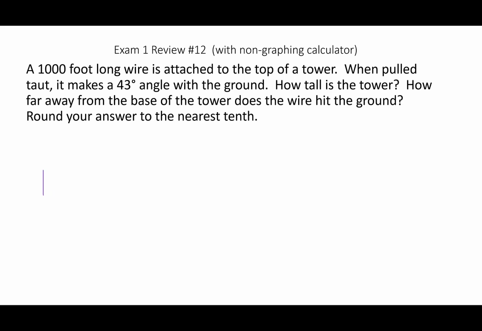So, okay, here's our ground, here's our tower, here's our wire. So the wire is 1,000 feet long. It's attached to the top of the tower. When pulled taut, it makes a 43-degree angle with the ground. How tall is the tower? We'll call that h for height. And how far away from the base of the tower does the wire hit the ground? We'll call that our distance. And then we're going to round to the nearest tenth.